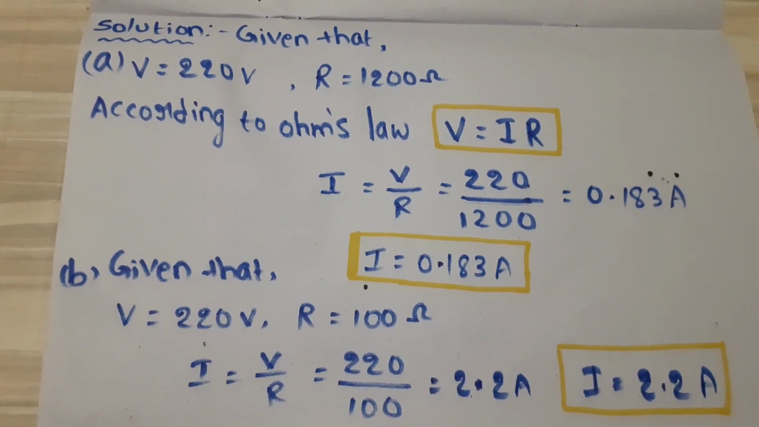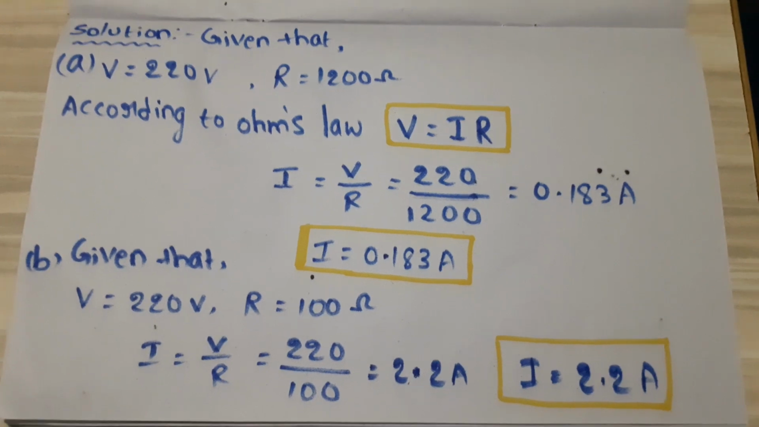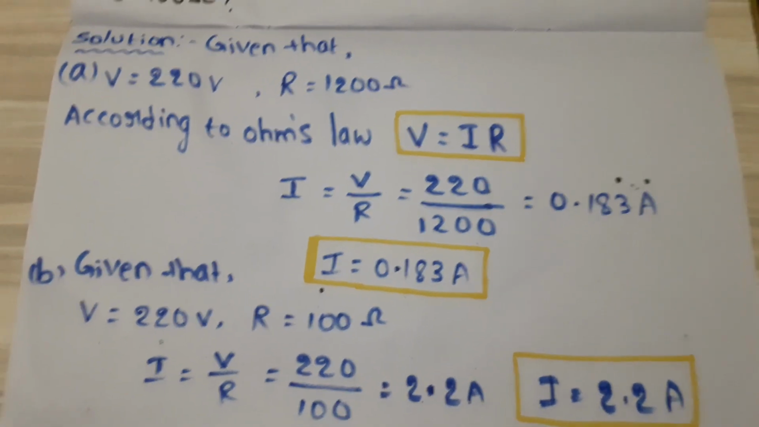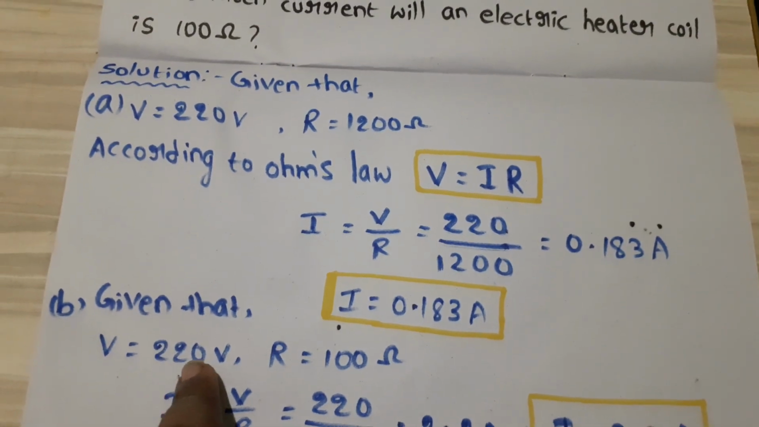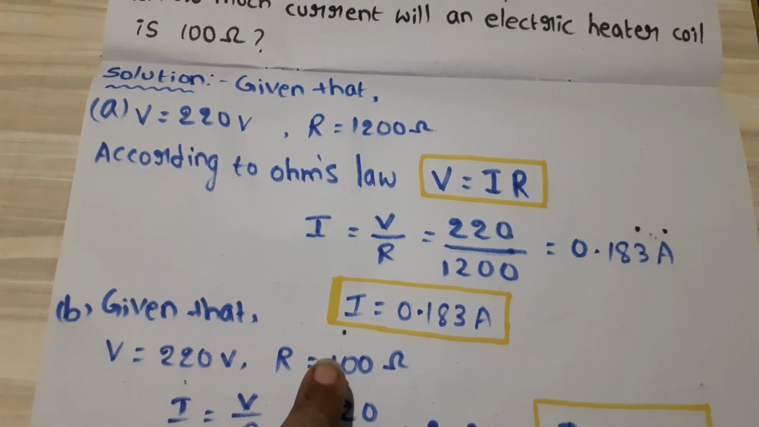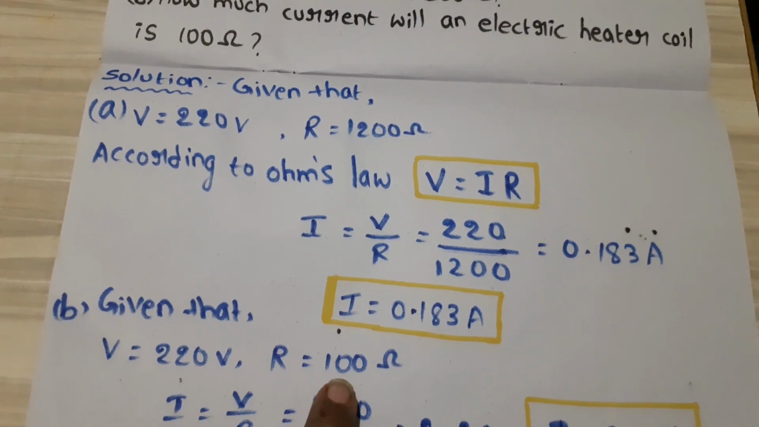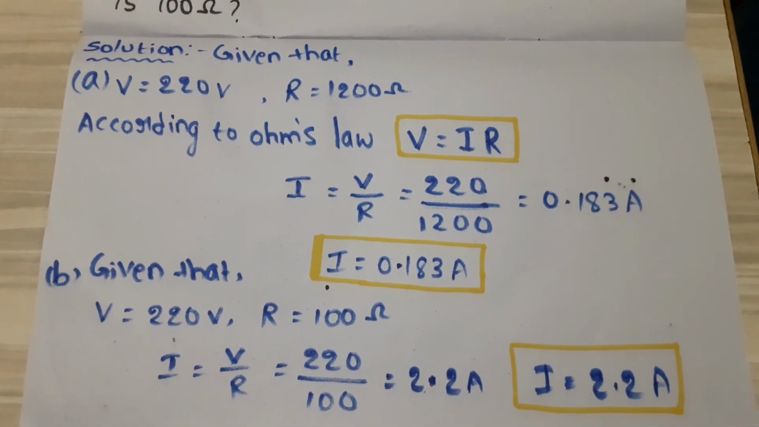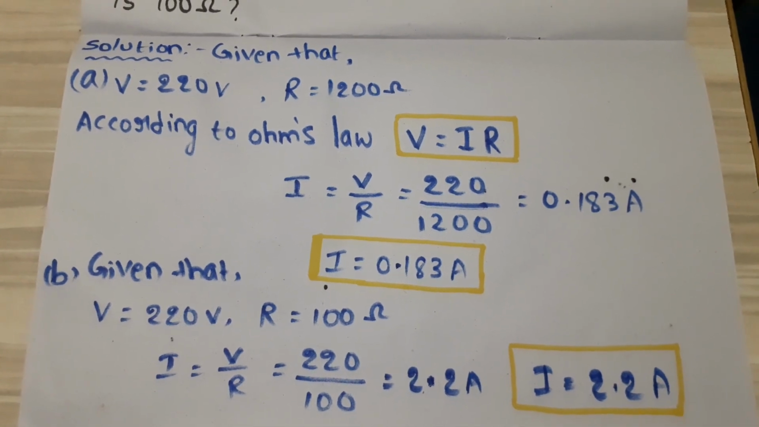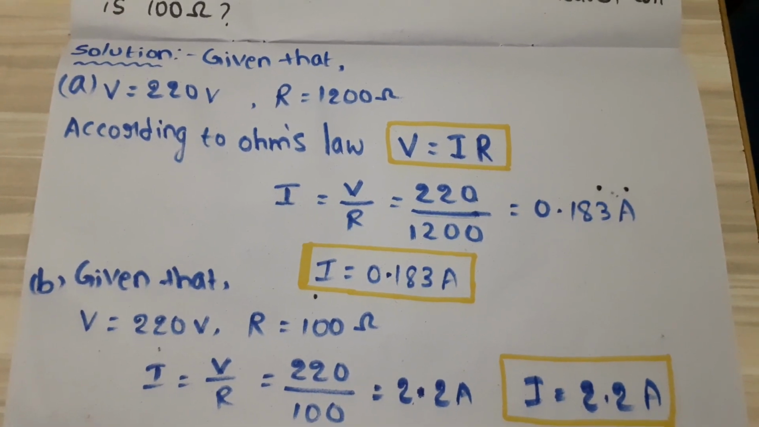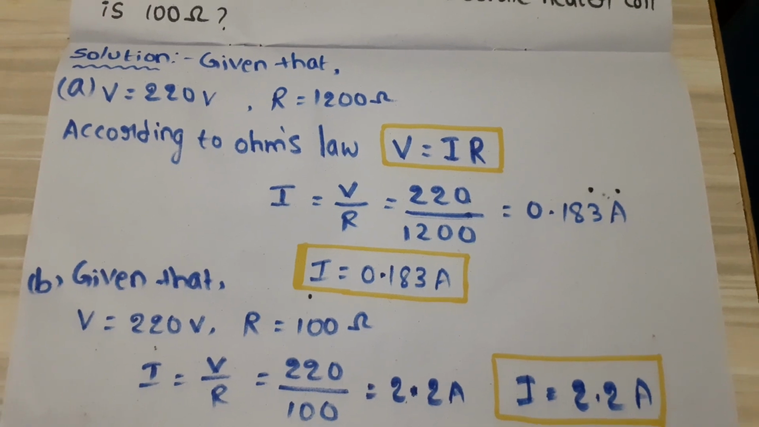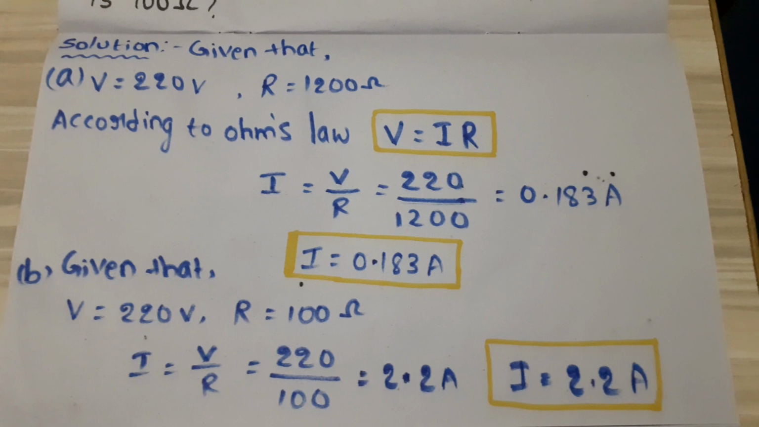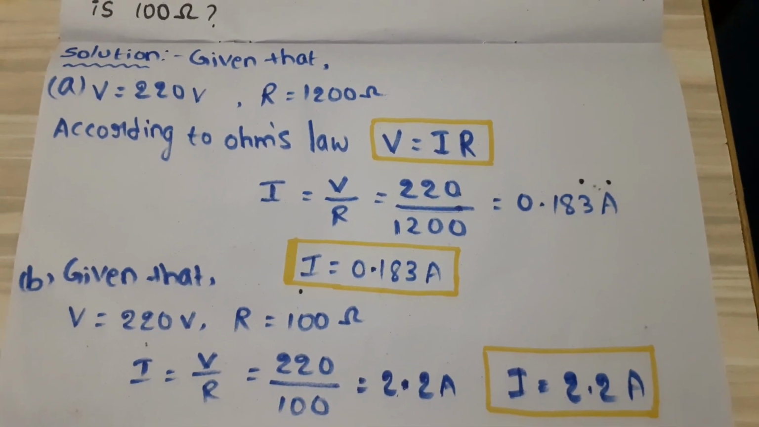For question B, we have to find how much current in the electric heater coil. The same potential difference V equal to 220 volts, but the resistance changes to 100 ohms. I equal to V by R, potential difference 220, resistance 100. So I equal to 2.2 ampere. That is the current in the electric heater.